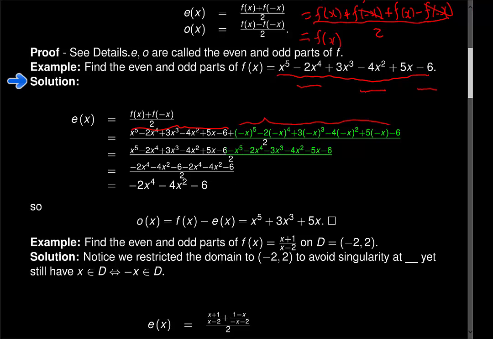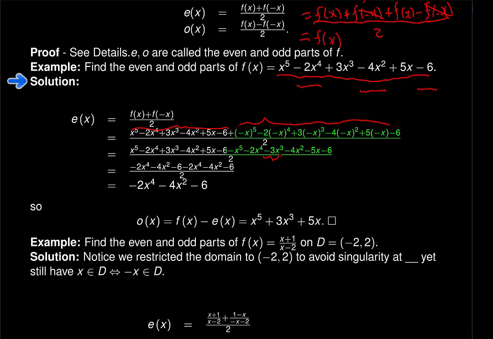And then minus 2 times minus x to the 4th. Well, there's going to be a minus 1, minus 1, minus 1, minus 1. There's going to be 4 of them. They're all going to cancel out. So you're just going to get minus 2x to the 4. Similarly, this 3 times minus x cubed corresponds to minus 3x cubed. And minus 4 times minus x squared corresponds to minus 4x squared, and these other terms correspond.